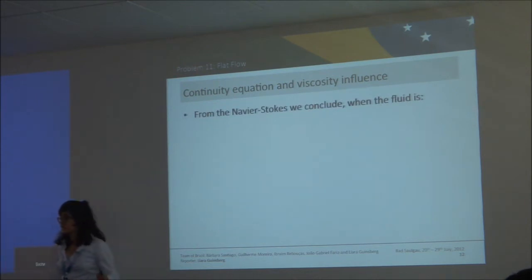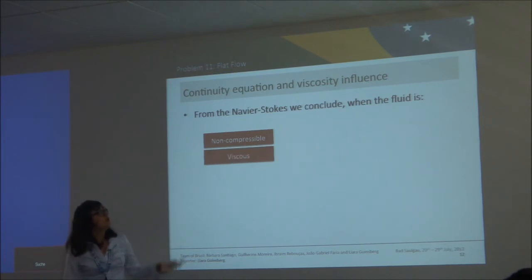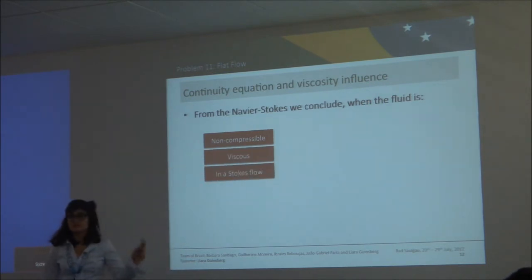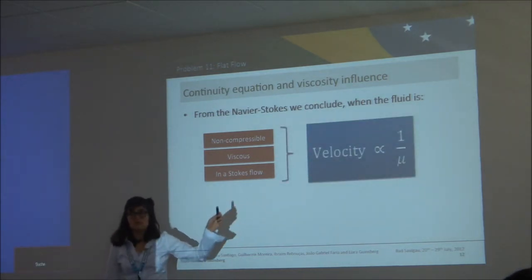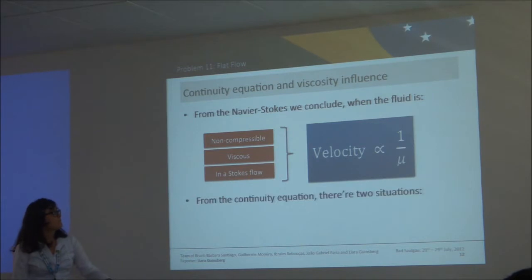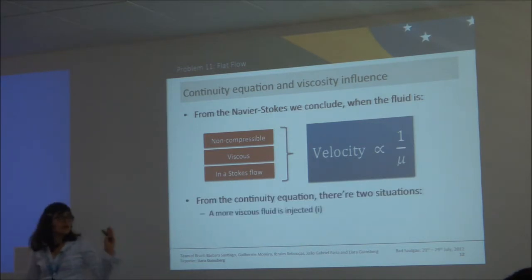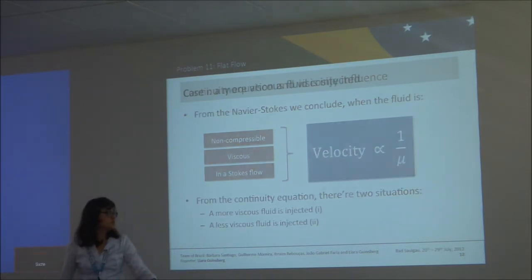From the Navier-Stokes law, we can conclude that when the fluid is incompressible and viscous and is in a Stokes law regime, we have that the velocity is proportional to 1 divided by μ. That is, it's inversely proportional to the viscosity coefficient. And from this we can have two situations. When a more viscous fluid is injected, that we will analyze first, and when a less viscous fluid is injected. And this is the second case.